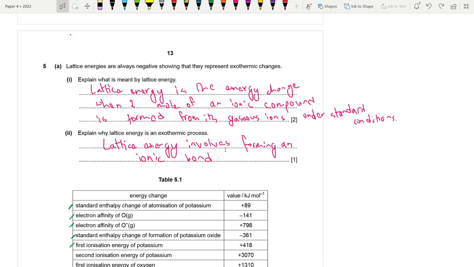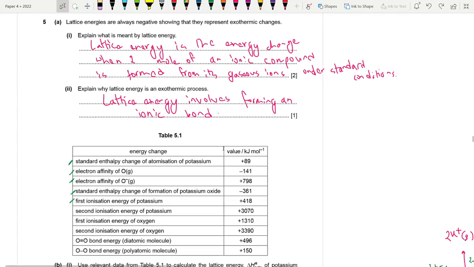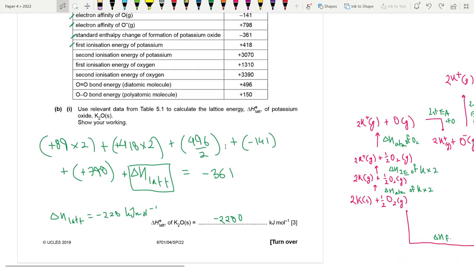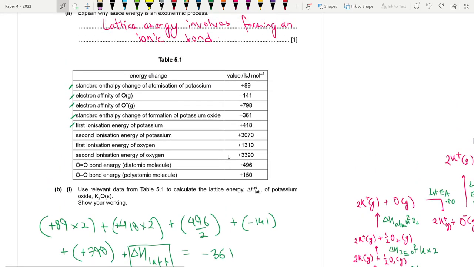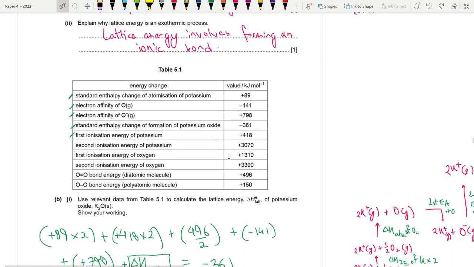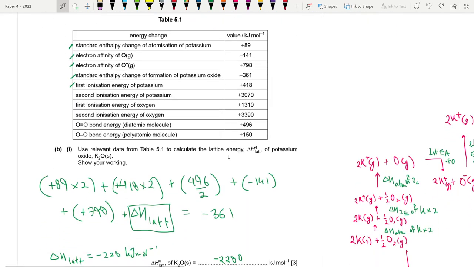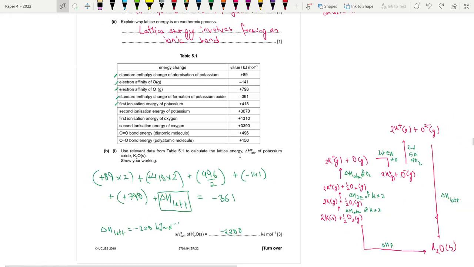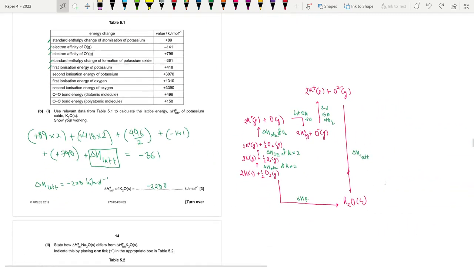The lattice energy actually involves the formation of an ionic bond. So let's go to the next one. It's actually a Born-Haber cycle, forming potassium oxide. Okay, so let's look at the Born-Haber cycle.